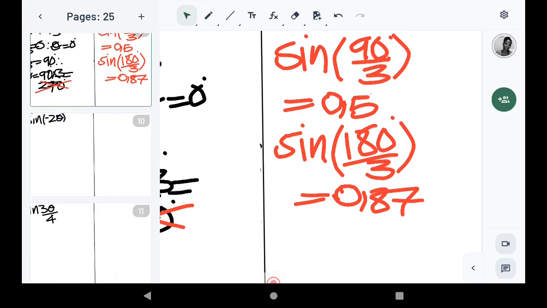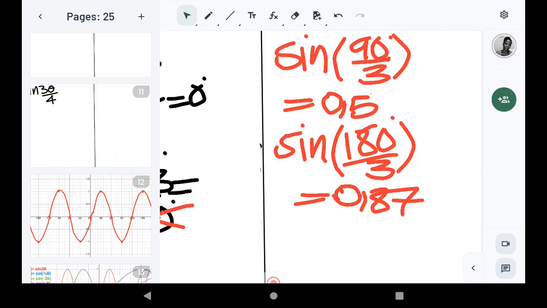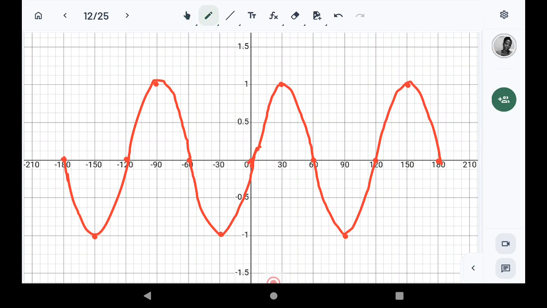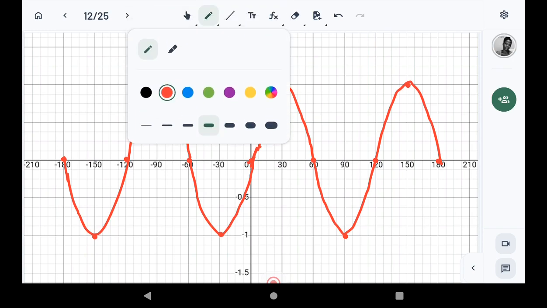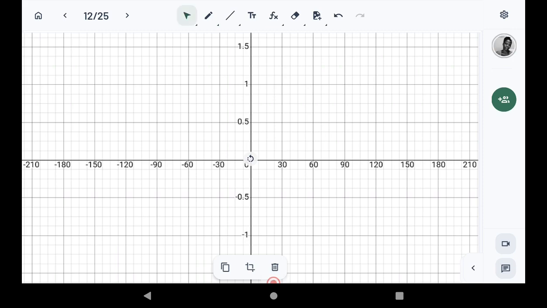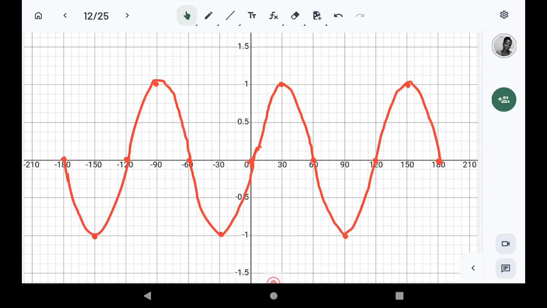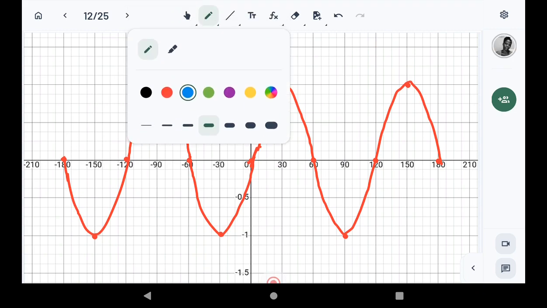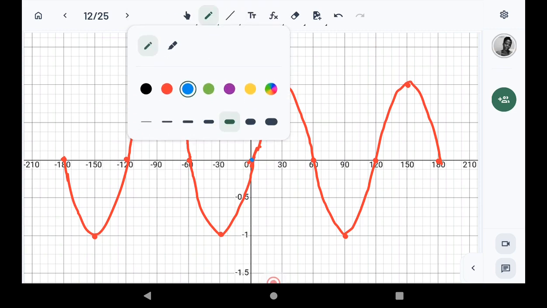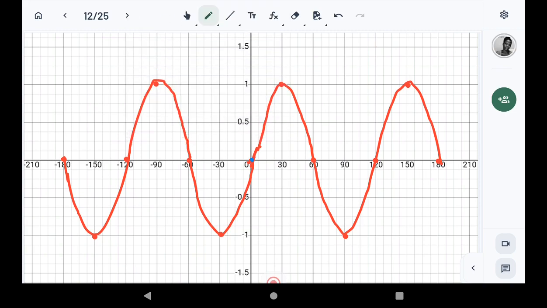All right, let's plot. We're going to use a blue color this time around. Okay, 0, and then at 90 degrees we have half. Let's make this thicker so that at 90 degrees we've got half. And then at 180 degrees, that's 0,87, that's somewhere there.